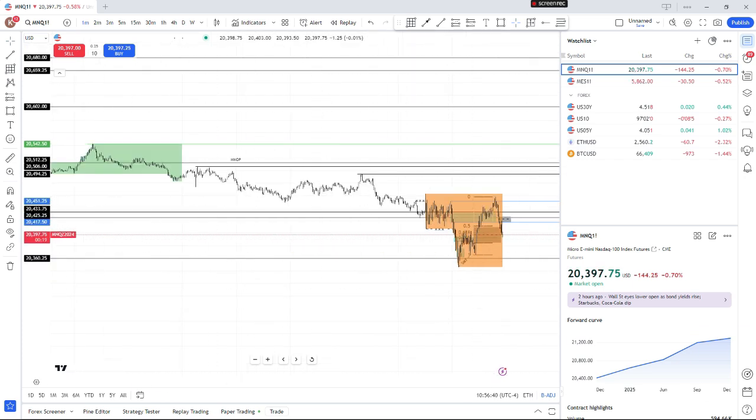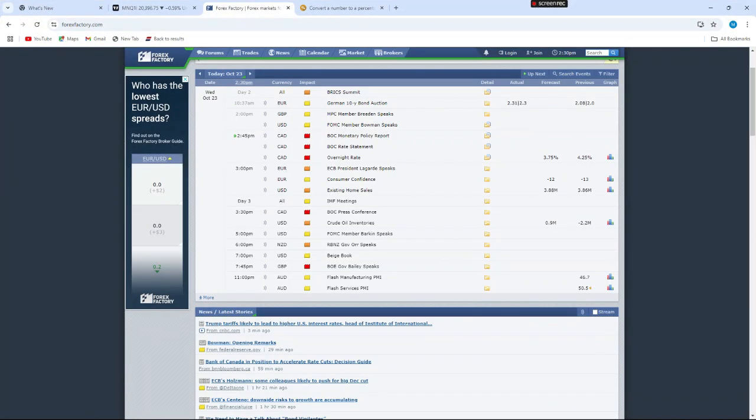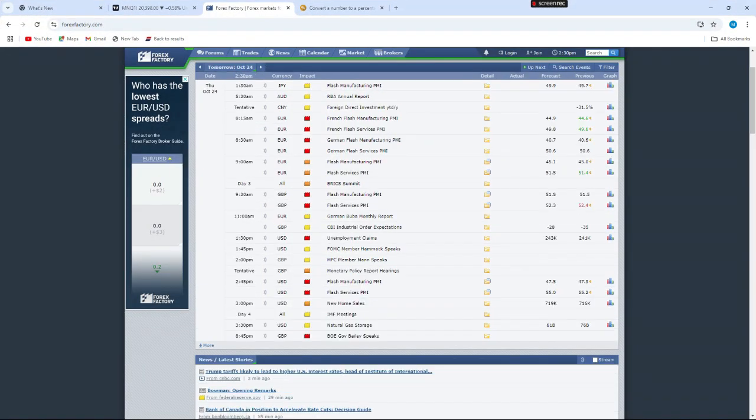Tomorrow it should actually be a pretty good day, if I'm not mistaken. Got quite a good bit of news tomorrow. Let's have a look. Yeah, 2:45, we've got again Flash Manufacturing PMI and Flash Services PMI. So yeah, that's going to be quite a good day.